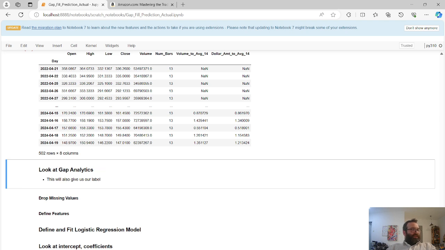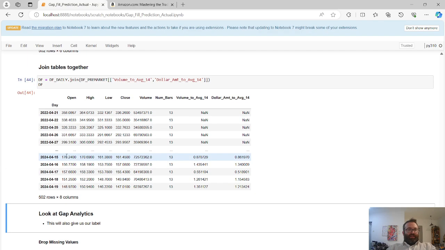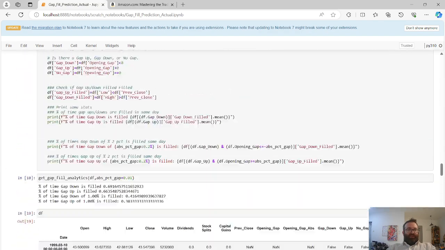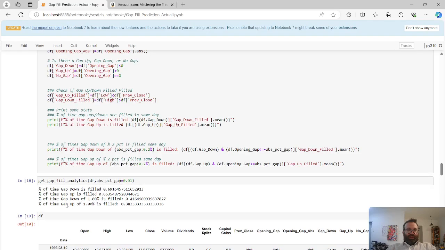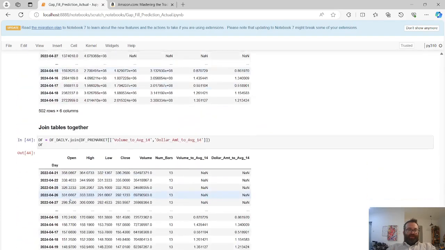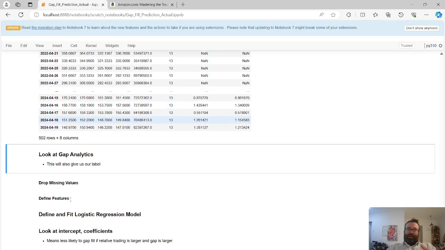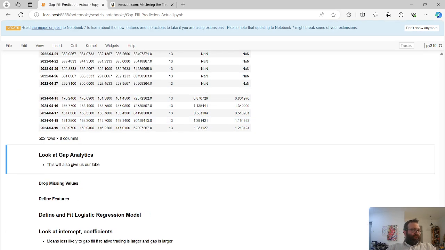So let's, of course, look at the gap analytics as we did previously. Now that we have daily levels, we can see that it still works. This gap analytics will give us the labels we want for the machine learning. I'm not going to do train, test, val, all that stuff. I'm just going to show you a very basic example to give you an idea.